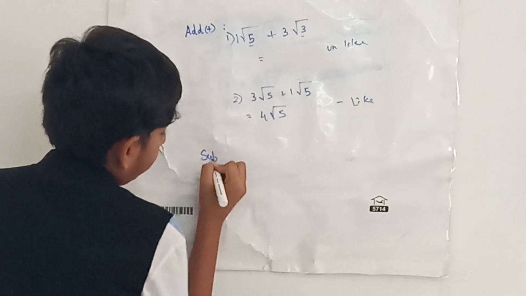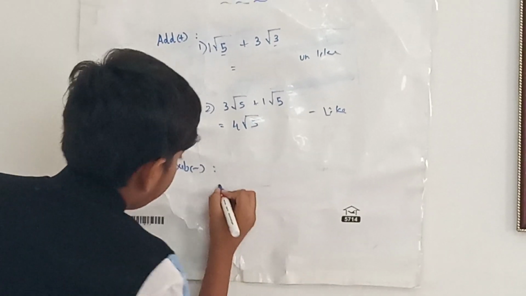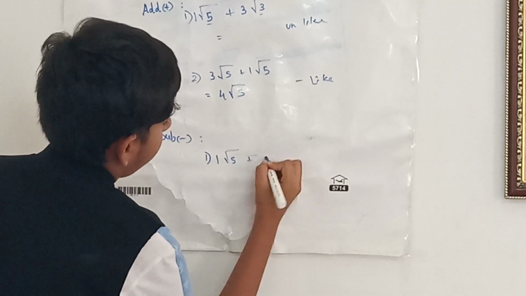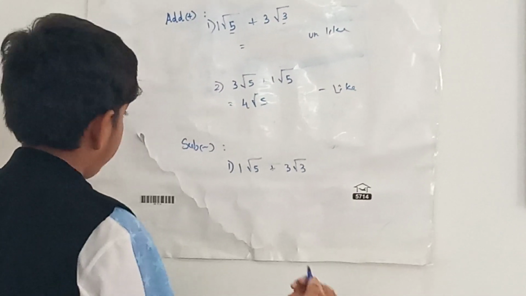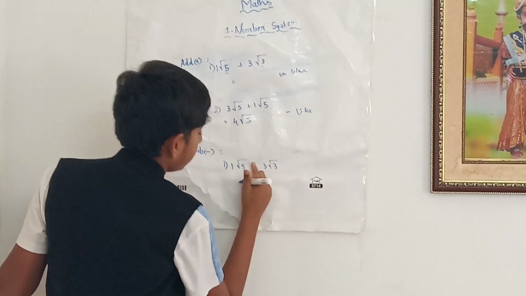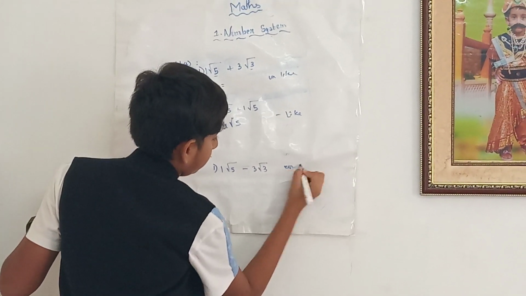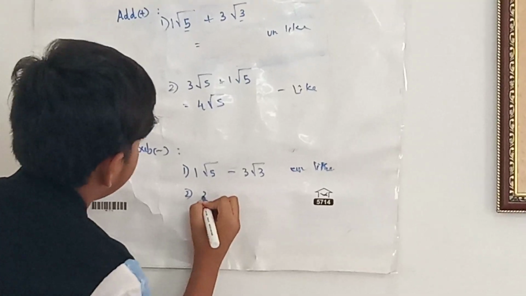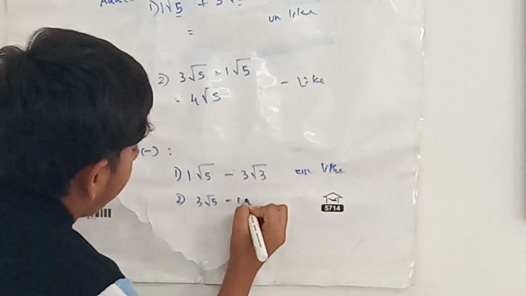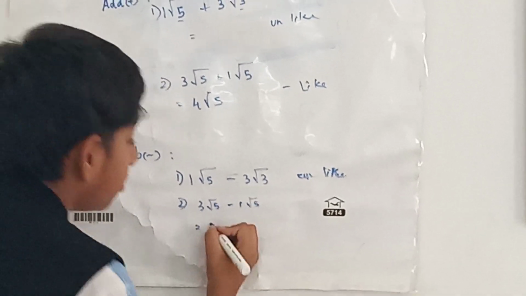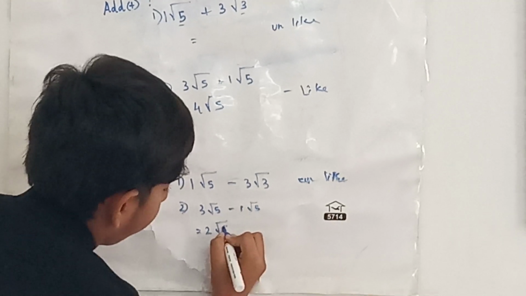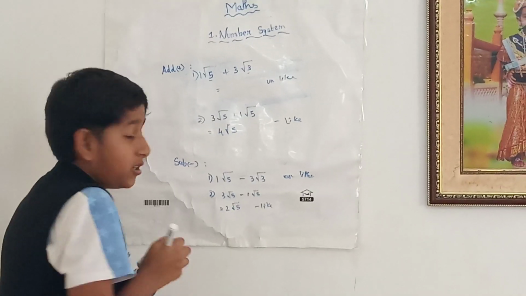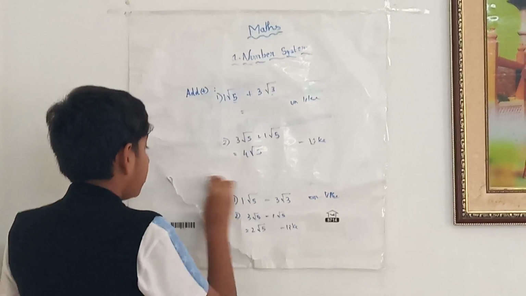Next we will solve subtraction. We will take the same example. First we will take the unlike terms. It is unlike term, so we can't do it. Now, 3 root 5 minus 1 root 5 is equal to 2 root 5. Okay, so it is a like term, so we can do. So next we will be saying about multiplication.